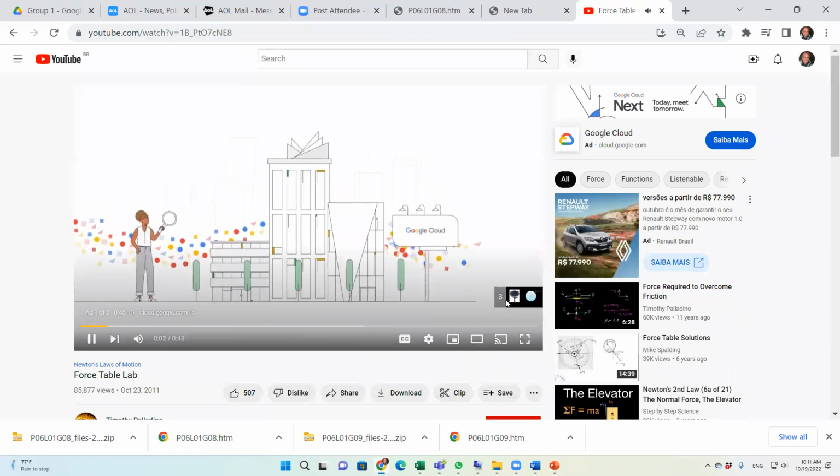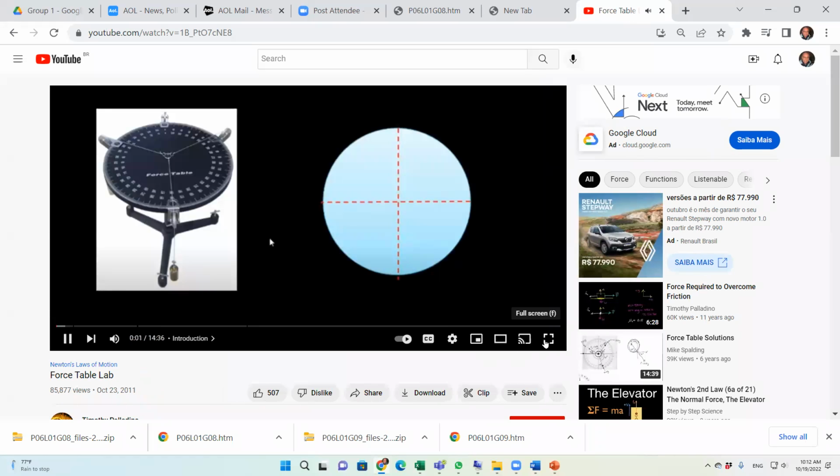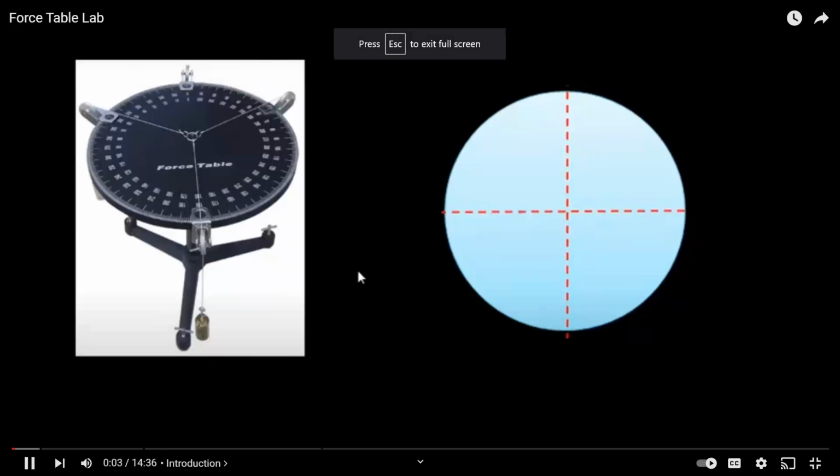Empresas de todos os tamanhos usam BigQuery para descobrir novos insights. The Force Table Lab Here is you one go. of the most common labs Let used me in analyze.